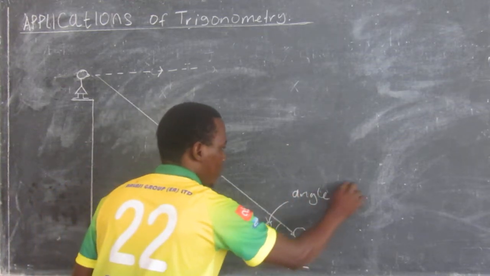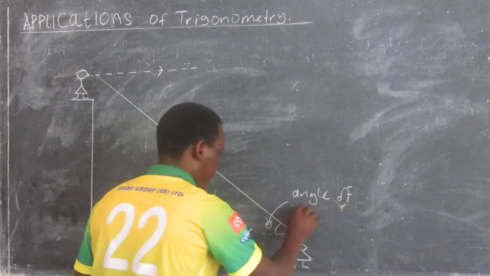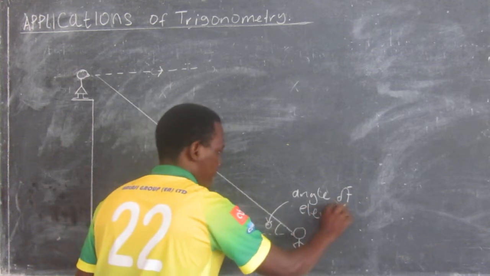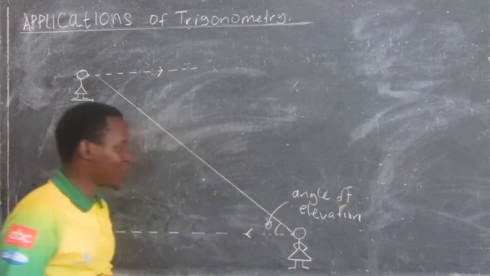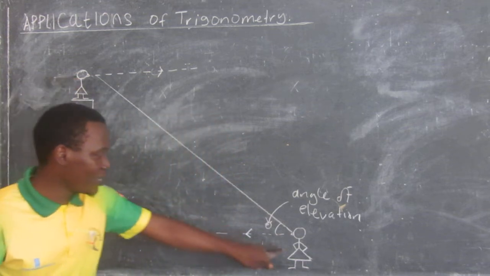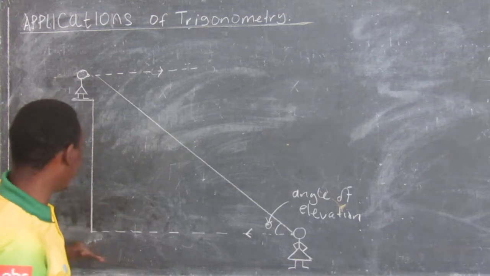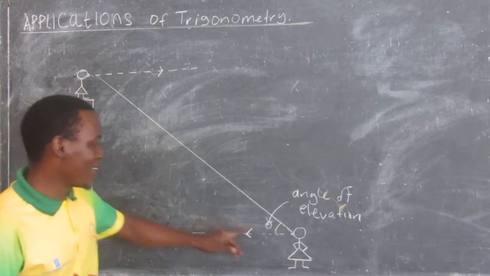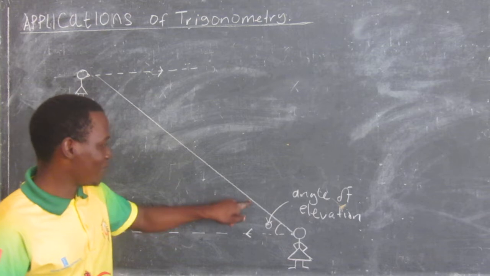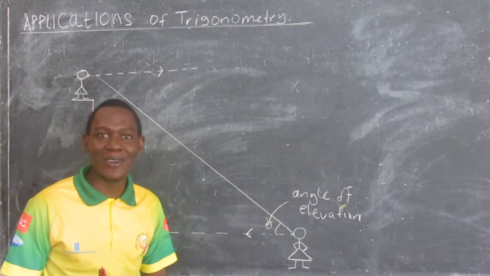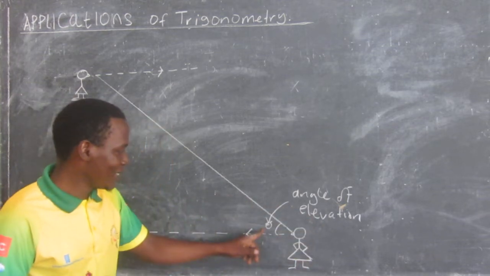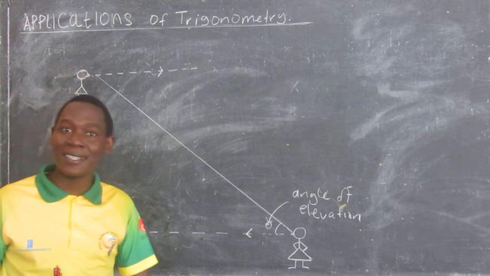Angle of elevation. Because to go up this building where this young lady wants to go, you use an elevator, and an elevator will take you up. The angle where you move your eyes to go up, we call the angle of elevation, because to go up the building you use an elevator.